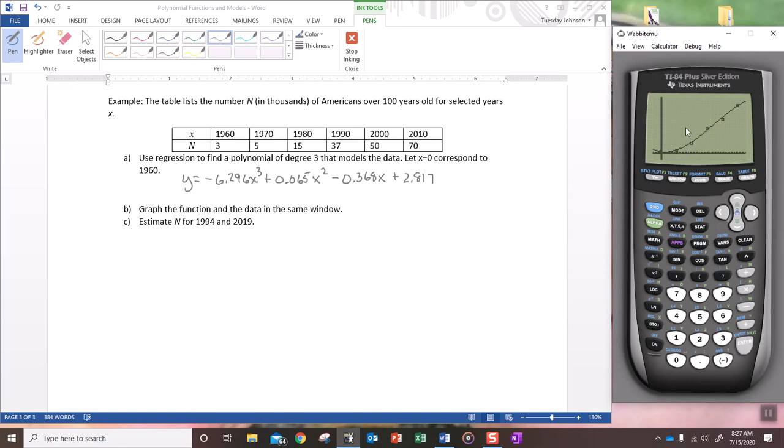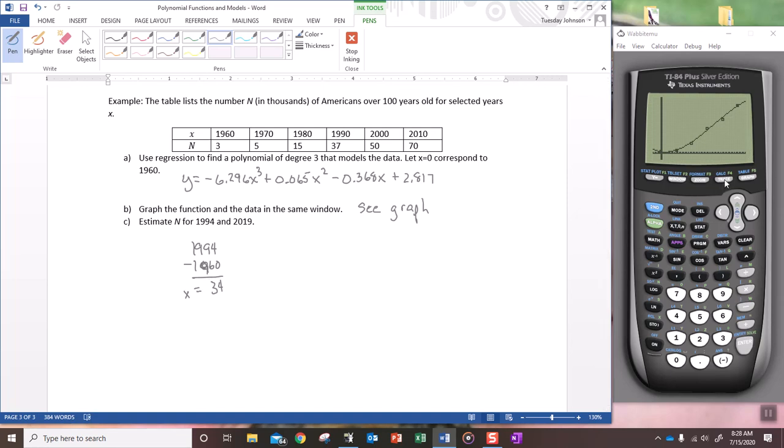So we could take this and input it here, but since it's on the same screen and this is a recording, I'm not going to write it down for you. Estimate n for 1994 and 2019. Well, I know that 1994 minus 1960 is 34. So my x value will be 34.